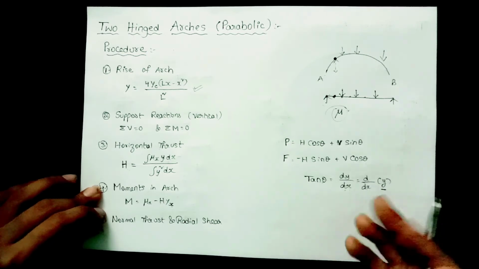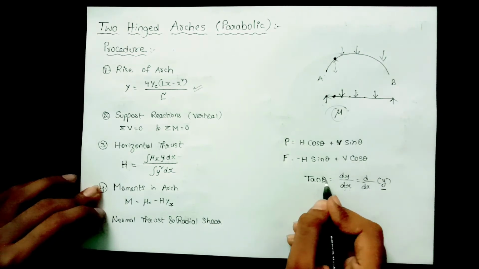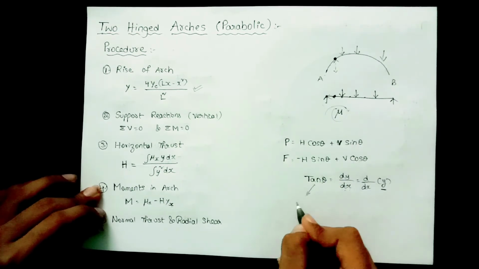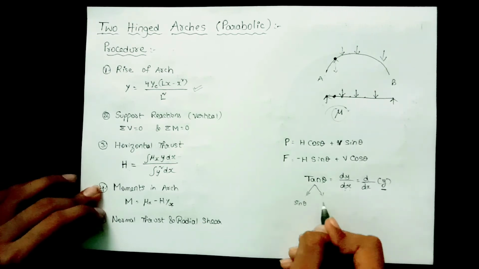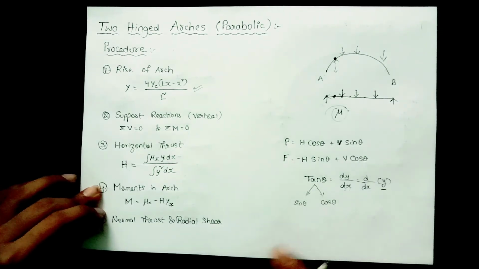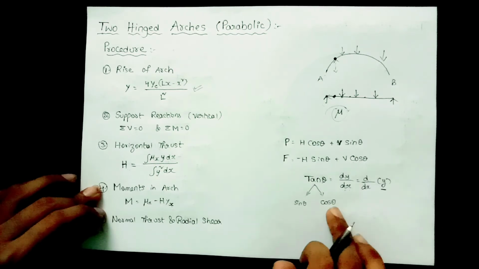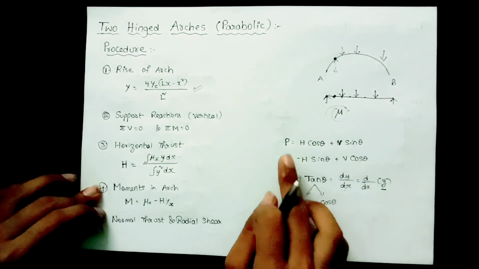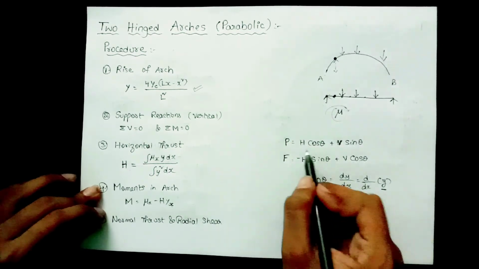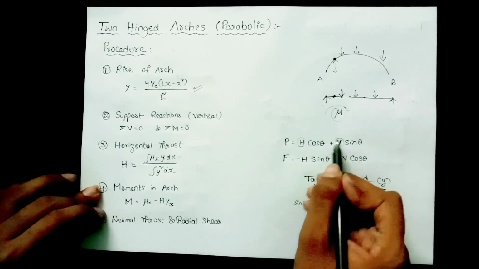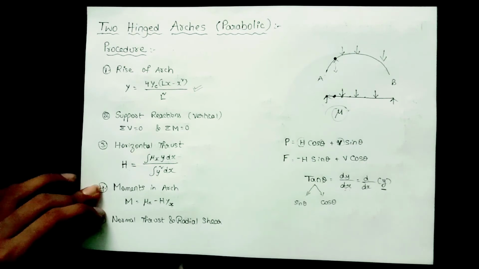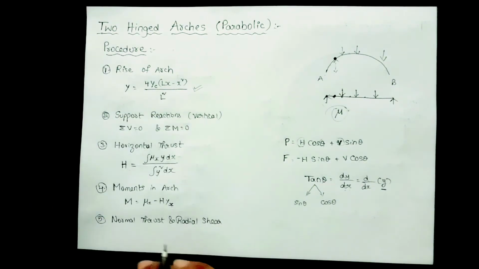Whatever value you have obtained, we can calculate the value of theta from there. You will obtain the value of sin theta and cos theta if you know the value of theta. Substitute these values in the corresponding places in order to get the normal thrust and radial shear. If you know the value of H, V and theta, you can calculate the normal thrust and radial shear easily just by substitution. So these are the important 5 steps which are required in the analysis of two hinged arches.